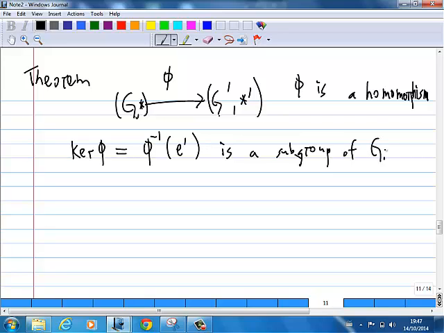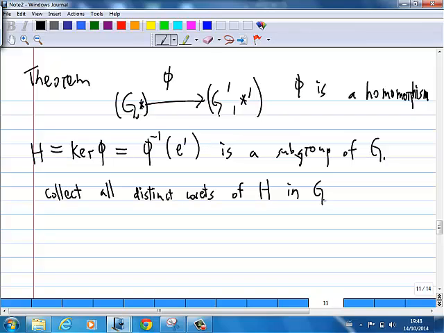Suppose we call this group H, since we know this is a group here. Now, because this is a subgroup in G, we can talk about the factor group, right? Let's consider all the cosets. Collect all distinct cosets of H in G. Then you form a group. This collection will form a group.